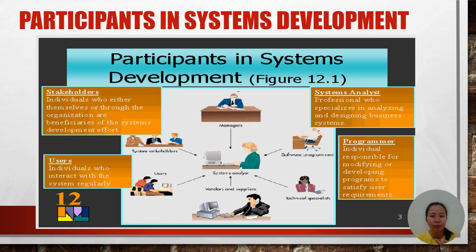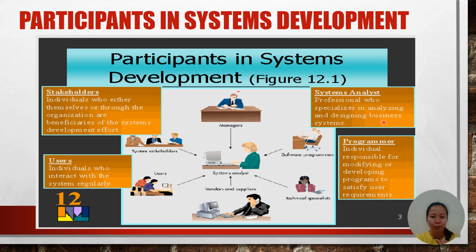So, before tayo mag-proceed sa systems development, let us review the participants in systems development. They are the stakeholders, the users, the systems analysts, and the programmer. So, the stakeholders are the individuals who either themselves or through the organization are beneficiaries of the system development effort. The users are the individuals who interact with the system regularly. So, sino yun? Yung mga nasa offices.